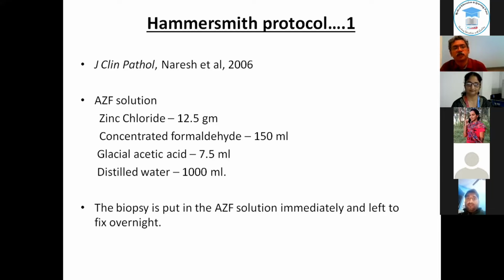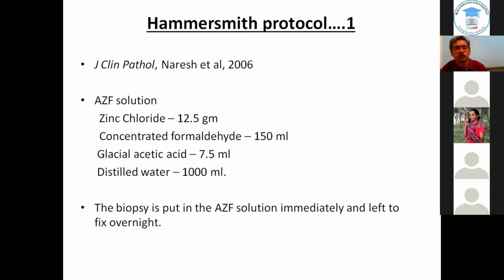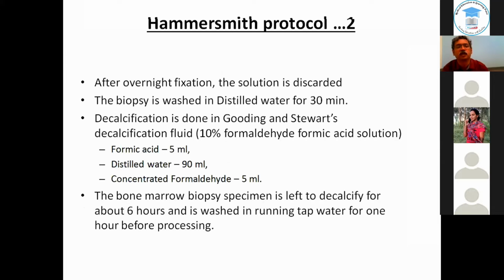But in 2006, my good friend, Professor Naresh, who was at Hammersmith then, published a paper in the October 2006 issue of the Journal of Clinical Pathology on what they call the Hammersmith Protocol. You should read the paper in detail in JCP, but essentially they put the bone marrow into something called the AZF solution immediately and leave it to fix overnight. After overnight fixation, the solution is discarded and the biopsy is washed in distilled water, then decalcified and then processed. And that gives excellent sections, which can be stained very well.